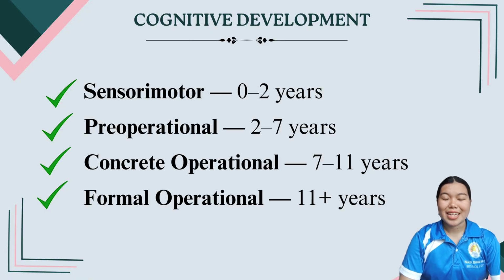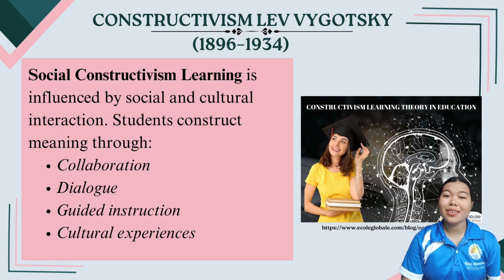The third theory is constructivism, particularly the social constructivist perspective associated with Lev Vygotsky, who lived from 1896 to 1934. Vygotsky emphasized that learning and cognitive development are strongly influenced by social interaction, language, culture, and collaboration. According to this perspective, students do not simply receive knowledge from teachers. Instead, they actively construct meaning through experiences and interactions with other people.